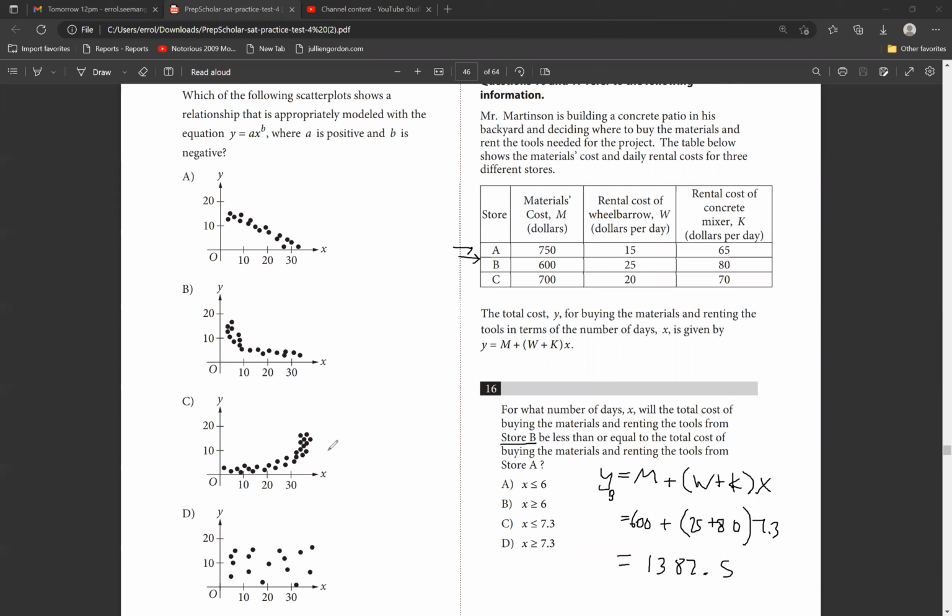Now, Y of A would be 750 plus 70 times 7.3. What is that? $1,261. Okay, so that's when it's 7.3. Now, at x equals 7.3, what happens? We know that YA is less than YB, right? At x equals 7.3, YB is bigger, right? 1,300 is bigger than 1,200. So which one of those would it be?